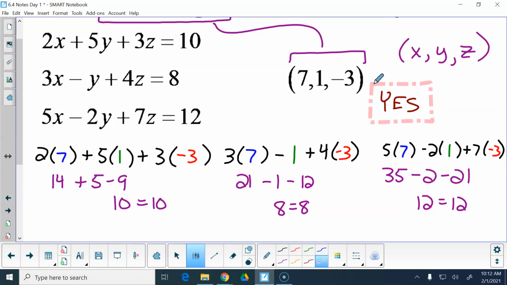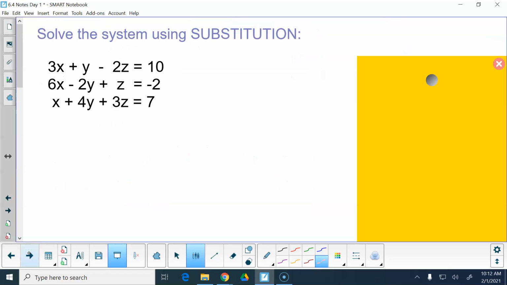Okay? We got to check it in all three now. Just like last week, we had to check it in both of the equations. We got to check it in all of the equations here. Okay? So today we are going to be solving a 3x3 system. A 3x3 system is 3 equations with 3 variables. Okay? 3 equations, 3 unknowns. For every unknown, you have to have an equation. So for every variable, you get an equation. So when we got 3 variables, we got to have 3 equations.